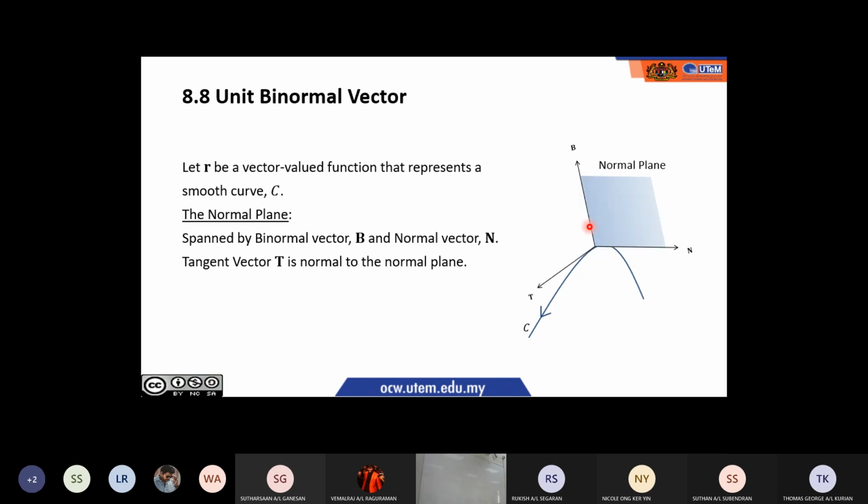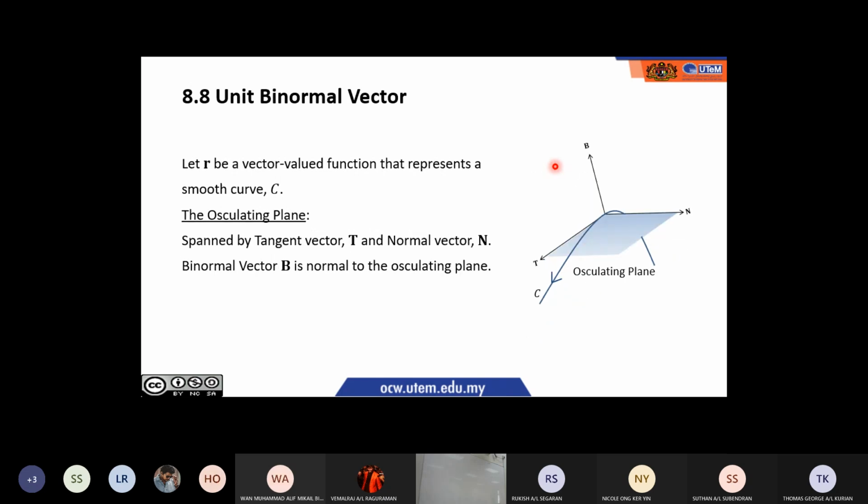And one more, this is called the normal plane, the plane where N and B lie on. The plane can be a big plane, not limited to this. It can be a big plane. As long as N and B lie on the plane, that plane is called the normal plane. So here we will focus on this osculating plane, the plane where T and N lie on.